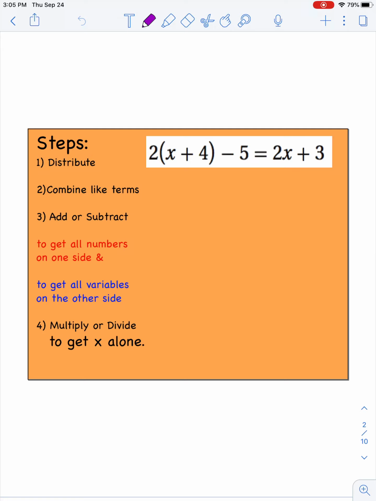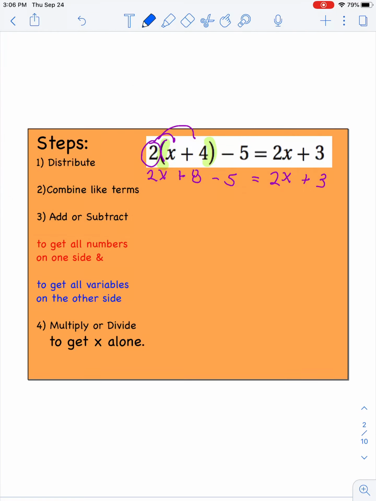The first thing to look for is just to see if you need to use the distributive property, or distribute. And that occurs when you have a number next to this parenthesis right here. That means you have to multiply that 2 to each of the numbers inside, not just one of the numbers. So distributing, that would make that 2x plus 8 minus 5 equals 2x plus 3. So now we're going to combine like terms.